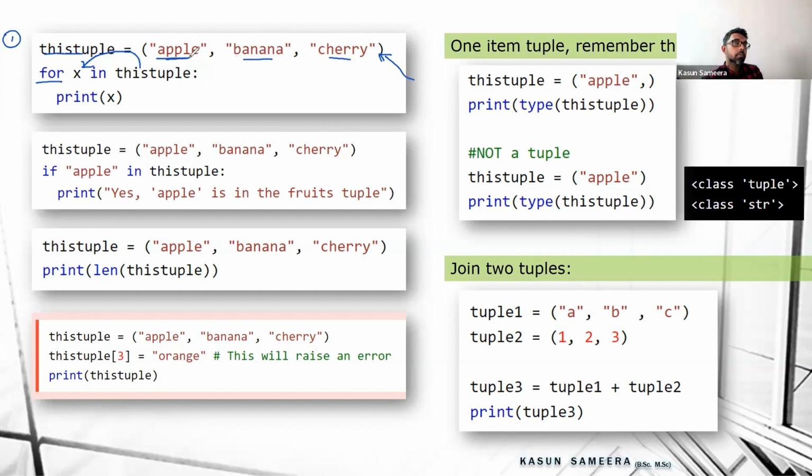First value is apple. Then print it. Second value is banana. Print it. Third value is cherry. Print it. Then what this for loop does? For loop is going to print all the values inside the tuple.